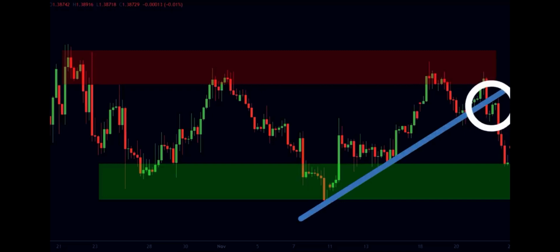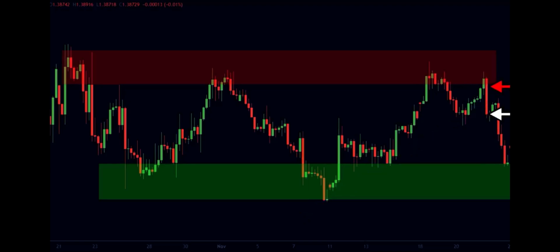The trend line gets broken on this candle. So we sell here and we keep our stop loss above the trend line. We can place our targets at the support level. As you can see, the price touched our target within a couple of candles.